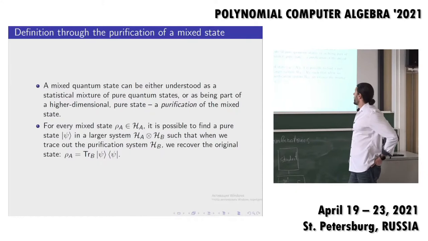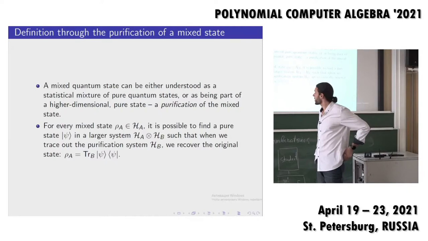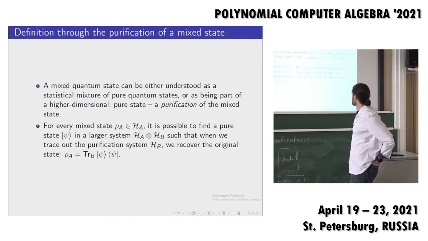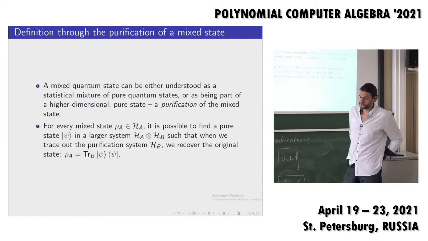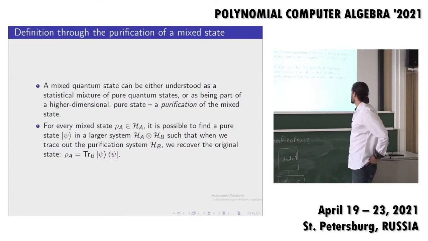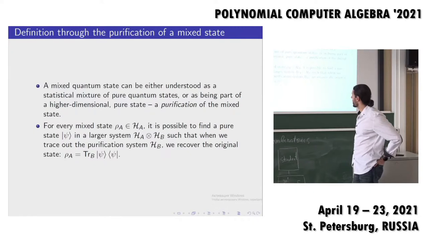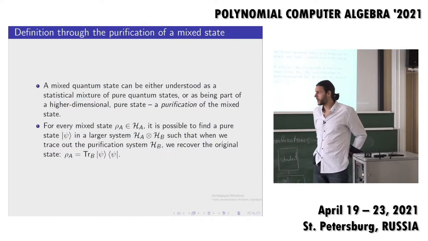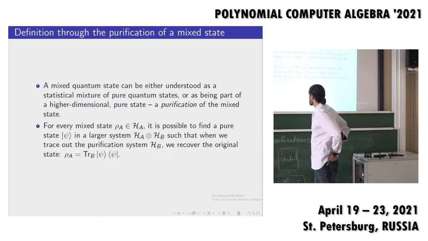The metric can be defined actually in a much more intuitive way through the notion of the purification of a mixed state, which is just to repeat. A mixed state can be understood either as a statistical mixture, or as a part of a higher dimensional pure state. So for any mixed state from a Hilbert space HA, we can always find a pure state psi in a larger Hilbert space, such that if we trace out the additional system, we recover the original state rho A. This is, of course, not unique.